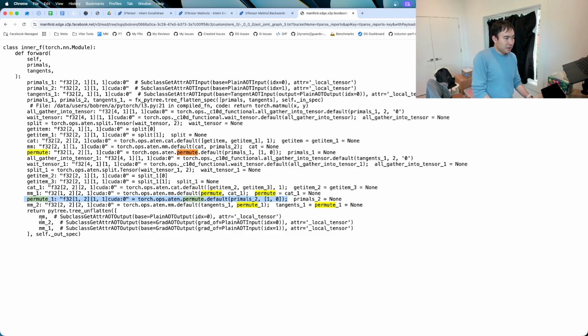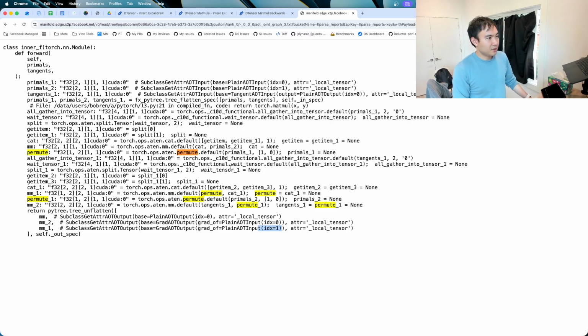And then correspondingly, you can see that matmul 2 corresponds with the gradient for the first input, which is x, and matmul 1 corresponds to the gradient of the second input, which is y.